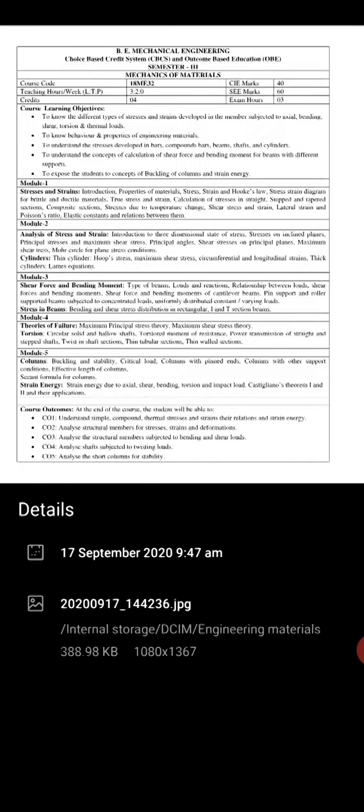Next, to understand the stresses developed in bars, compounds, beams, shafts, and cylinders. To understand the concepts of calculation of shear force and bending moment of beams with different supports, and to expose the students to the concept of buckling and strain energy.